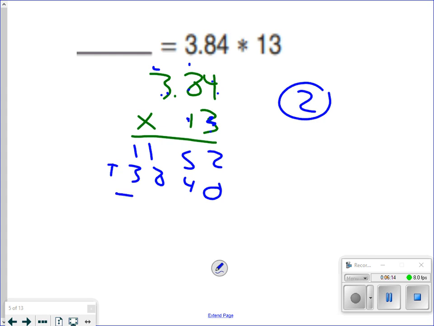I'm going to add these things up. I've got a 2. I've got a 9. And 1 plus 8 is a 9. 1 plus 3 is a 4. 2 spots after the decimal. Move this decimal 2 spots. I've got 49.92.